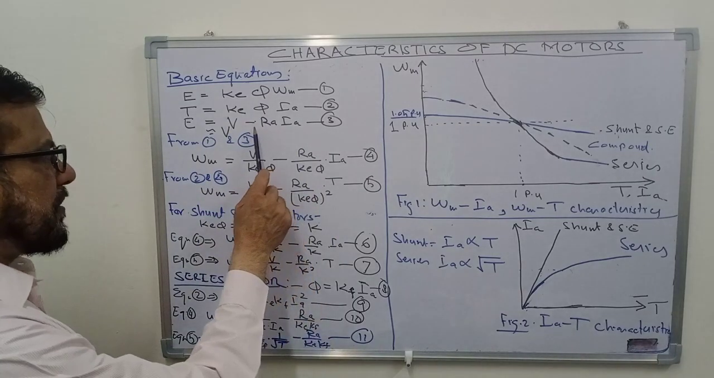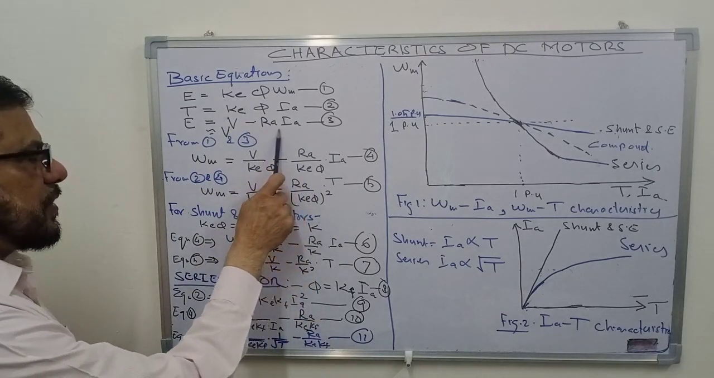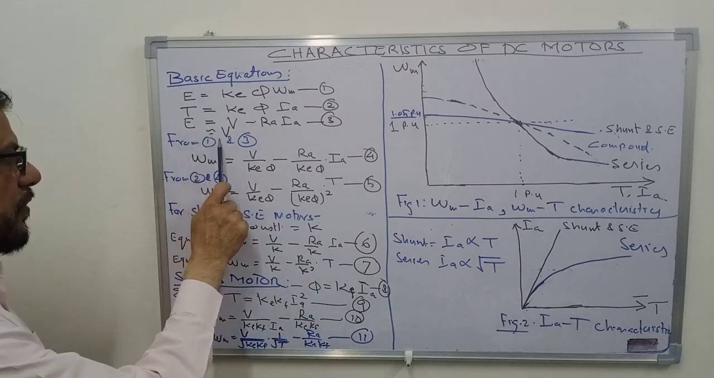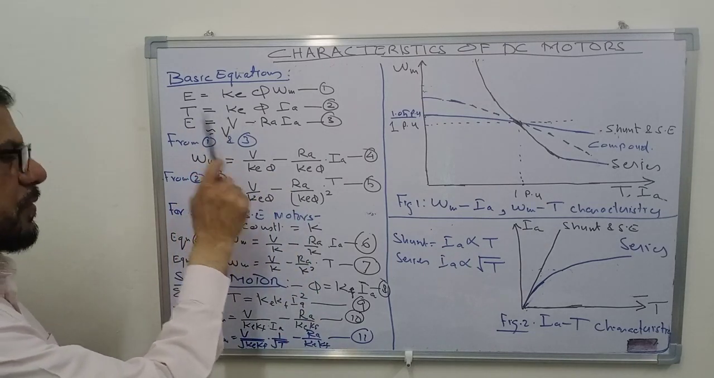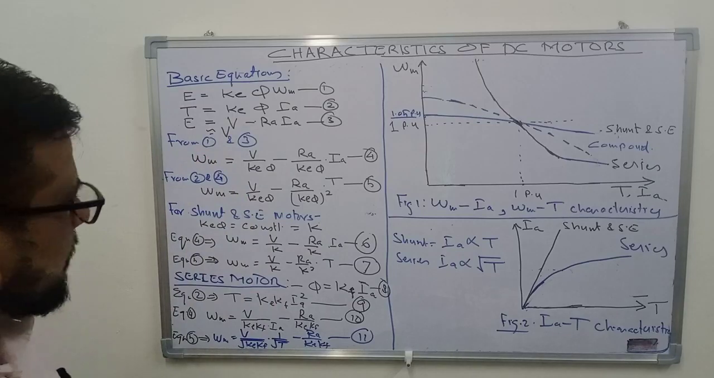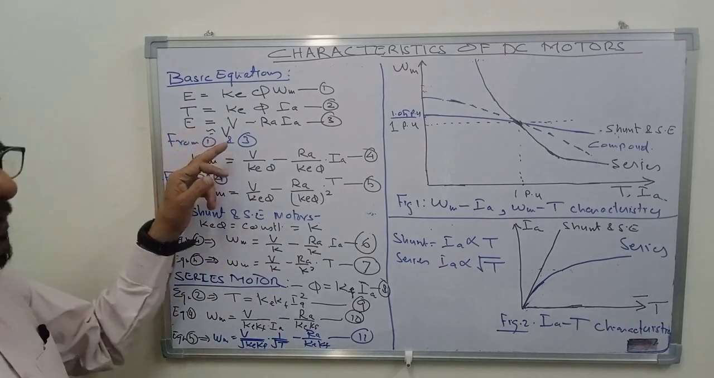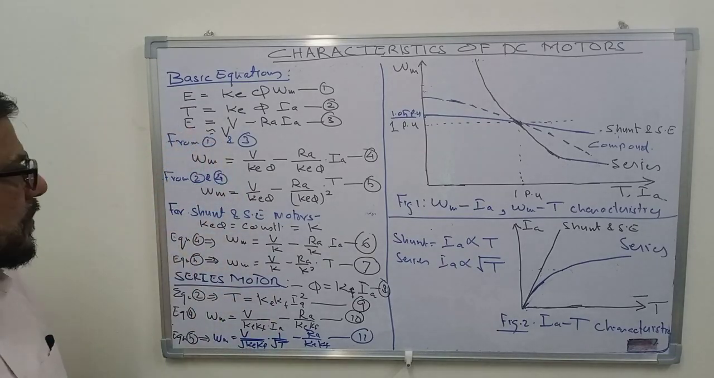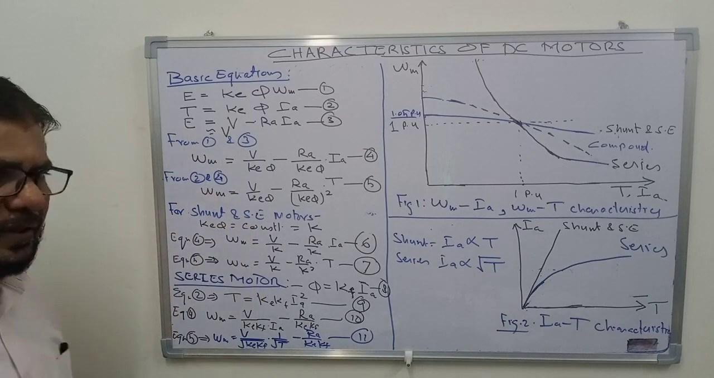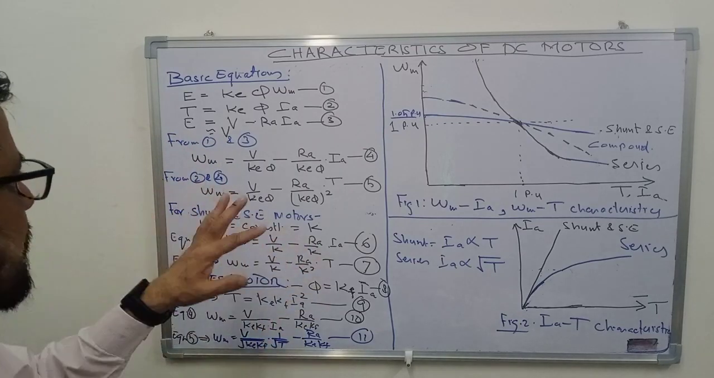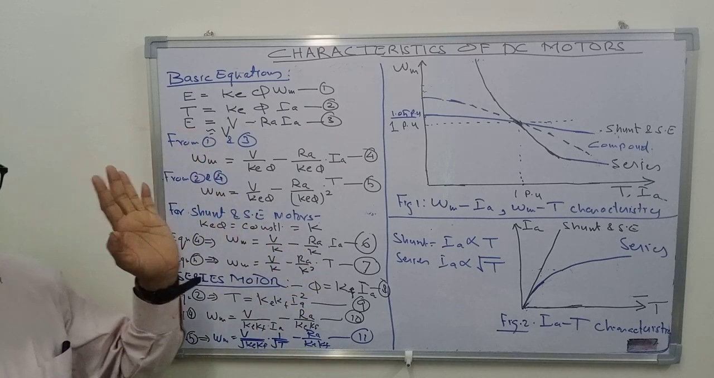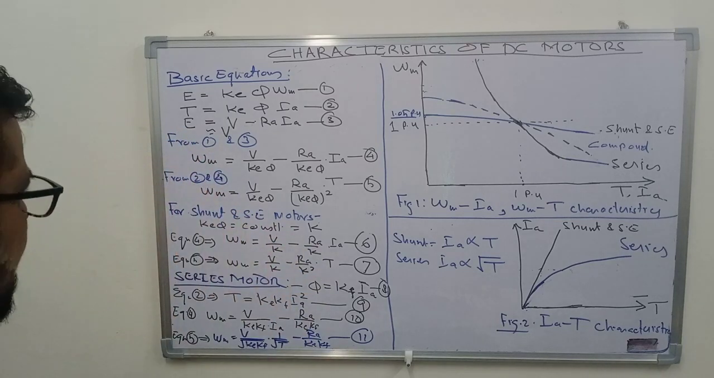Usually this drop is very small, and you can say that the back EMF is always equal to the supply voltage. So E is approximately equal to supply voltage. So this you must remember. It is very important that whatever the situation, E will be close to the supply voltage V.